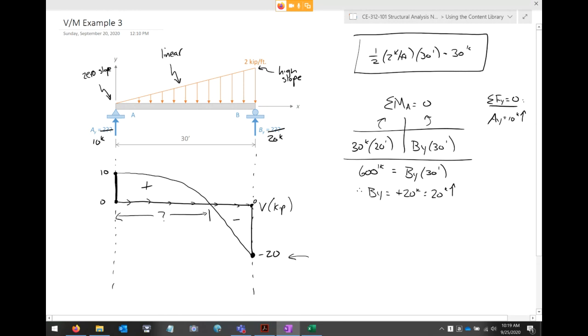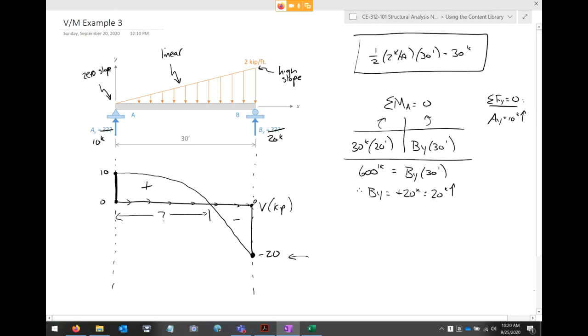This is the point at which the shear equals zero. So the shear is going to be represented by a parabola. So it's not as simple as just, oh, it's where the centroid is. And you're going to see why here in a second. But we'll handle that part a little bit later.